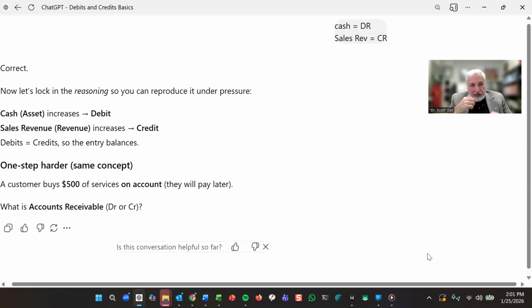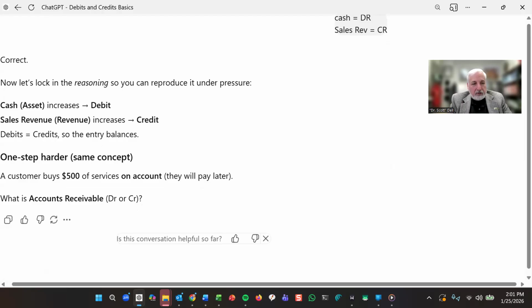One step harder, the same concept. A customer buys $500 of services on account. They will pay you later. So it's not a cash transaction, it's a receivable account transaction. The revenue still gets credited. We get a credit to the revenue account. We're going to debit not cash this time, but what are we going to debit? We're going to debit accounts receivable.